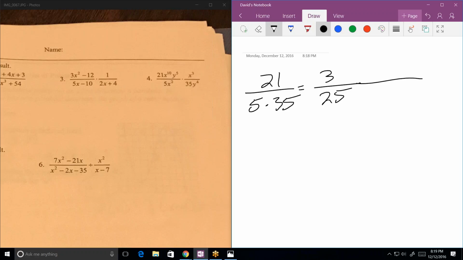Multiply x to the 10th times x to the 3rd. X to the 13th. Okay, let's go ahead and put that in there. And we still have this x squared down there. Let's go to the y's next. So it'd be y to the 5th on the top, and y to the 4th on the bottom. And now combine all of that. Still have 3 over 25.